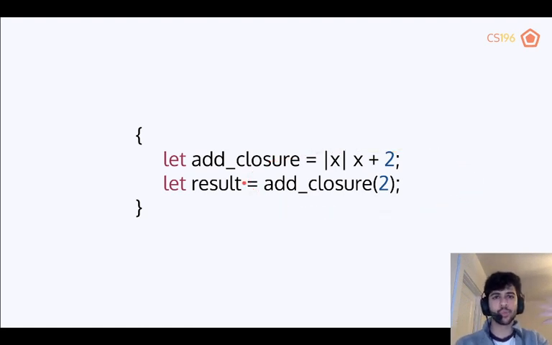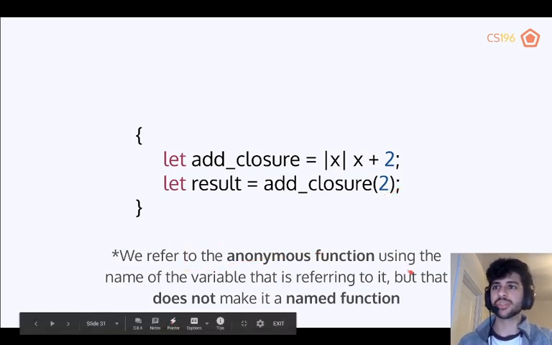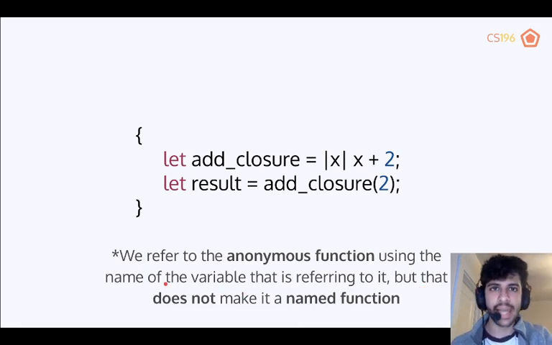It's just a little bit weird for people at first to see this little line of code right here, where we're literally assigning a function to a variable. So that's the little note we said here. We refer to the anonymous function using the name of the variable that is referring to it, but that does not make it a named function.